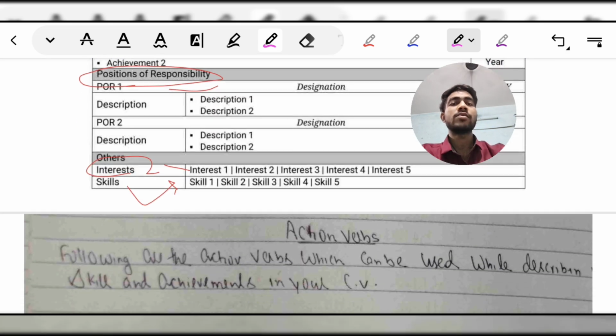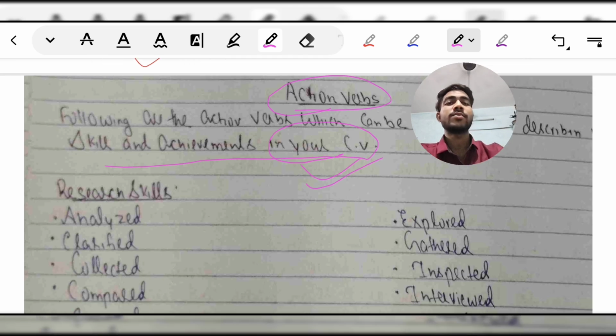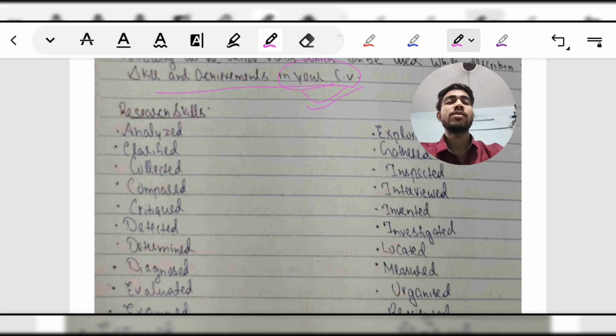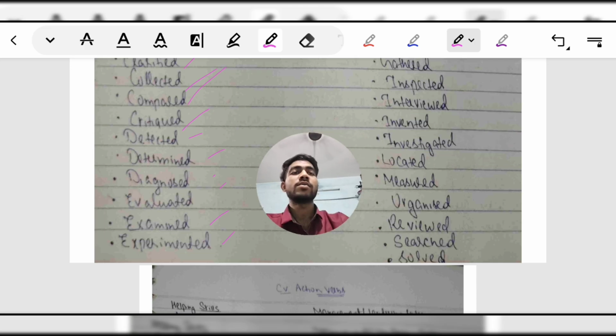And this slide I have also discussed. So in the last, we have to talk about action verbs. The following are action verbs that describe your skills and achievements in your CV to practice. In research skills, you can mention analyzed, clarified, collected, compromised, and this type of action words you have to write.